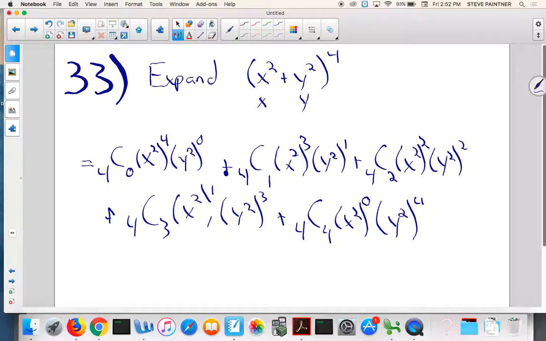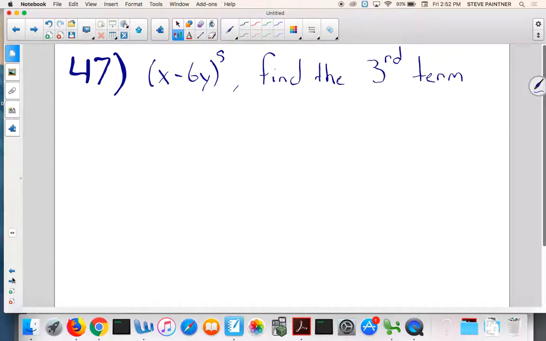So you can go ahead and do the work of simplifying this. Again, it's just a little bit of tedium, but that would be how you use the binomial theorem to expand that one. Okay, last one. This problem isn't asking us to expand the whole binomial. It just wants us to find the third term.